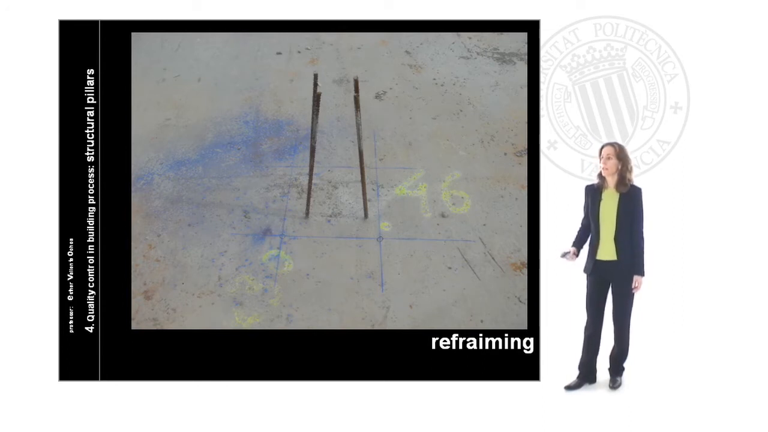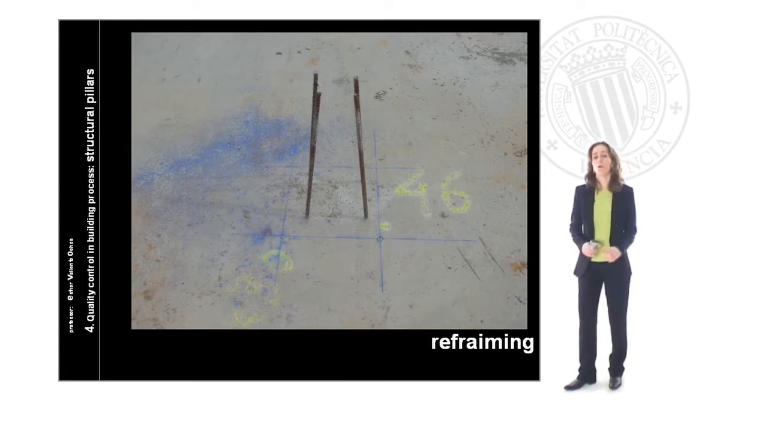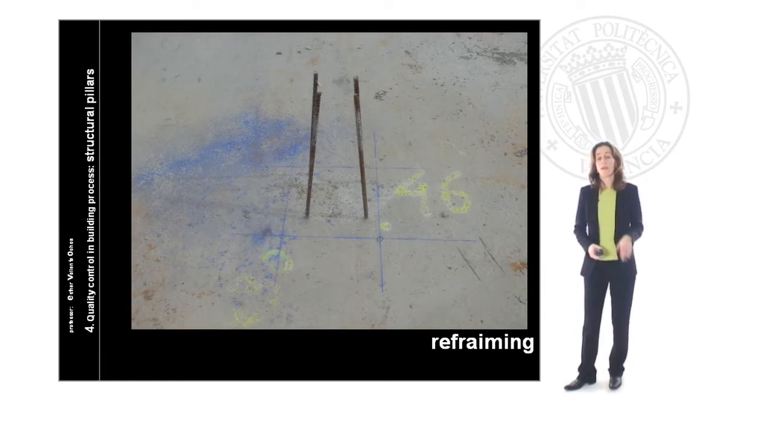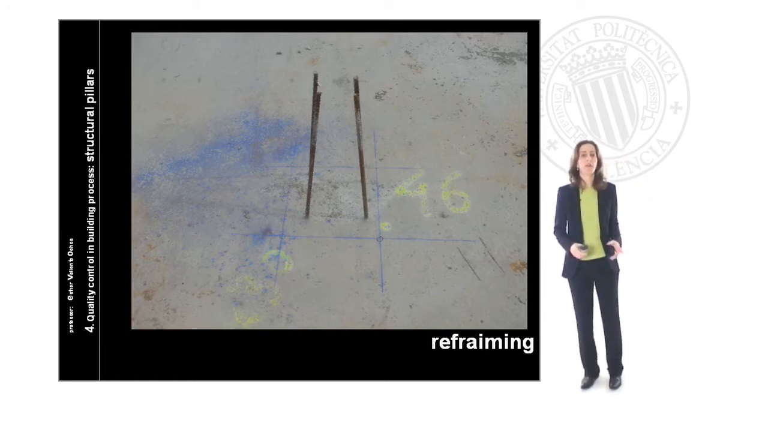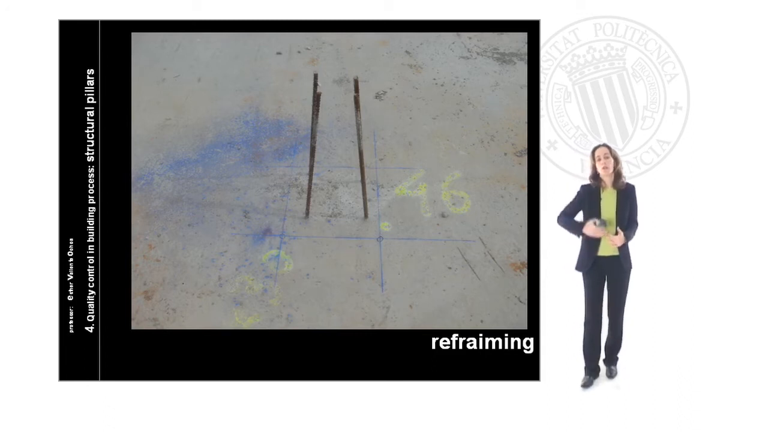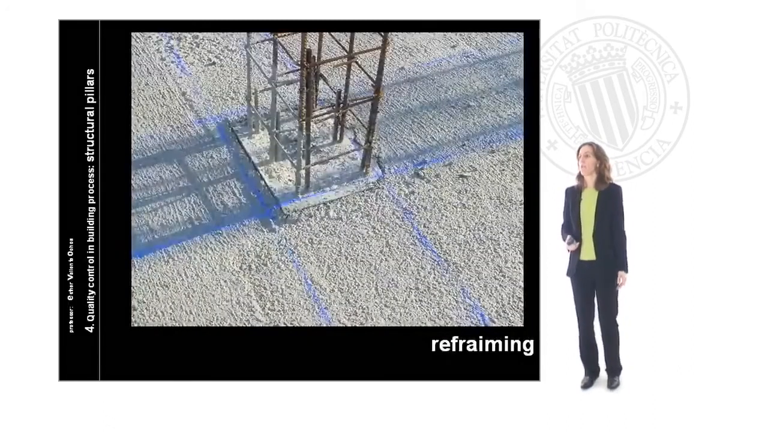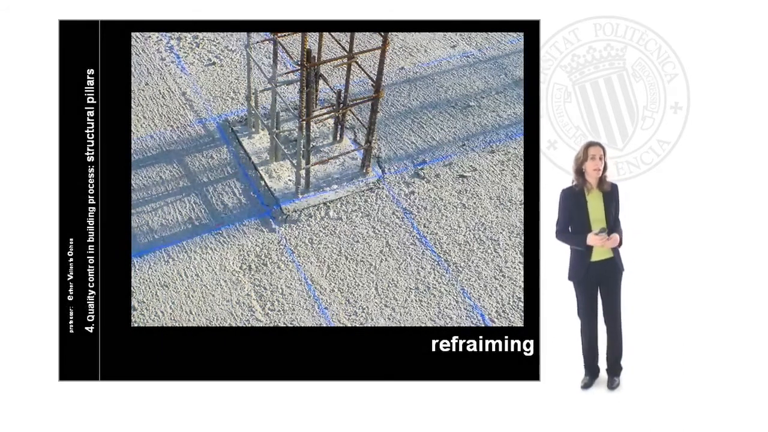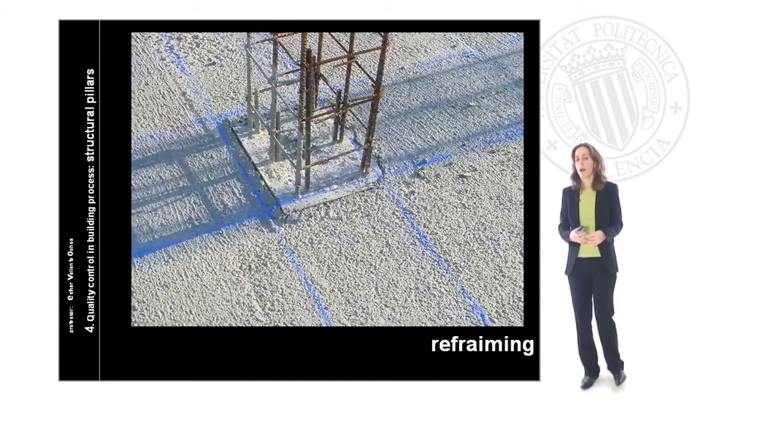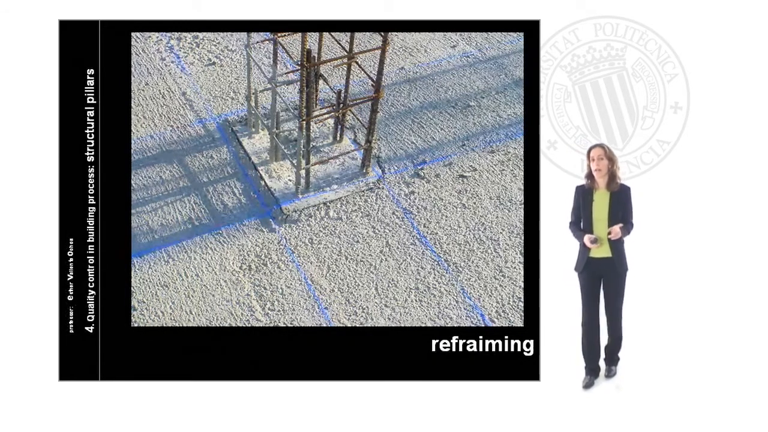Reframing is control, not only of the pillar but also of the surface, as we can see here with the blue gypsum marks, and the position between axes of all the pillars in our structure. It's important too to make marks with the number of each of them, because we have to control this during all the building process. Reframing has to be very careful, it's very important, it's a critical point in order to guarantee the right position of our pillar.